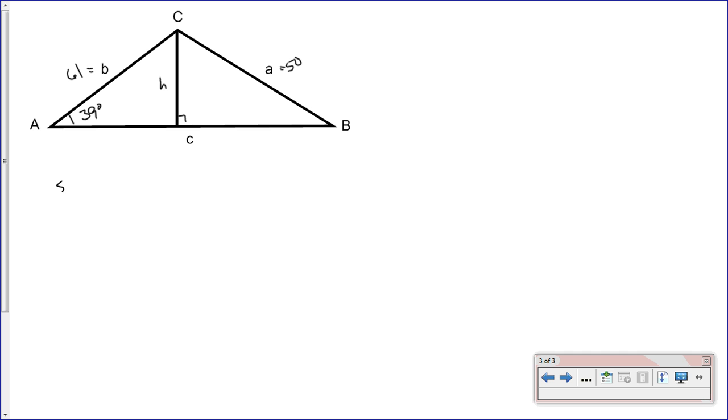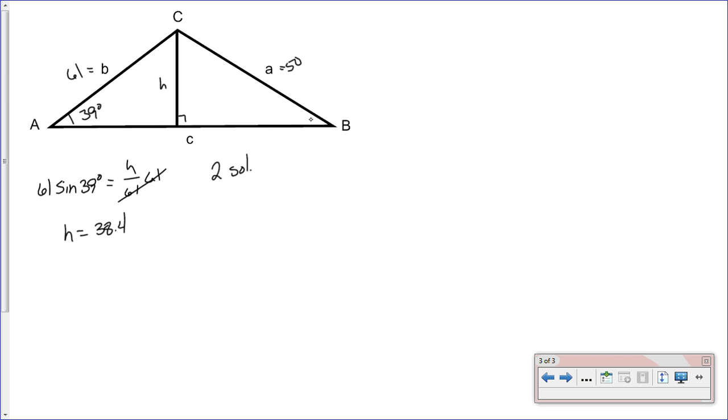So we know that the sine of 39 degrees equals h over 61. Multiply both sides by 61. Punch this into your calculator. 61 times the sine of 39 degrees equals h. So we know that h equals 38.4 units. Now, since A is between B and H, that tells us that we're going to have two solutions. We're going to have two triangles.